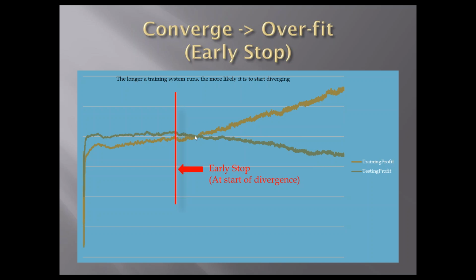But at the same time, what it's doing is no longer generalizing, because that same noise doesn't exist in your test data. So the test data starts to decrease, whereas your training data starts to increase because of that matching of noise.